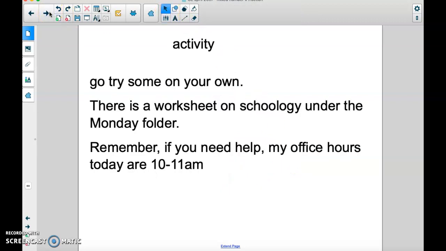So I want you to go try some on your own, okay? There's a worksheet on Schoology in the Monday folder. I have office hours today from 10 to 11 if you need help. On that worksheet, the second page of the worksheet is the answers, okay? But realize, guys, if you just look at the answers, it's not going to help you. So do the work and then check yourself with the answers on the next page.